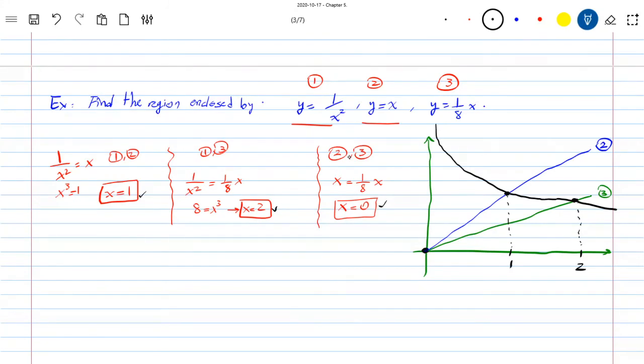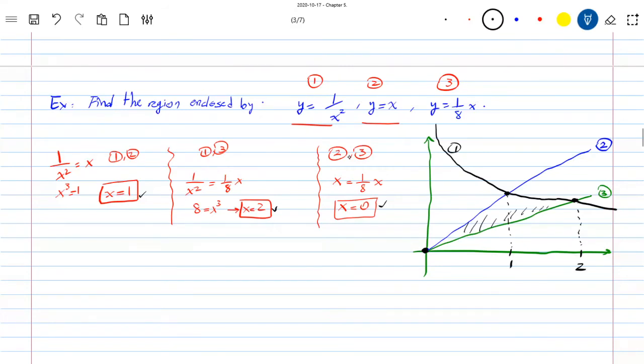At 0, curves 2 and 3 will intersect. At 1, curves 1 and 2 will intersect. And at 2, curves 1 and 3 will intersect. So what we need is to find out what this area is. How do we find it?